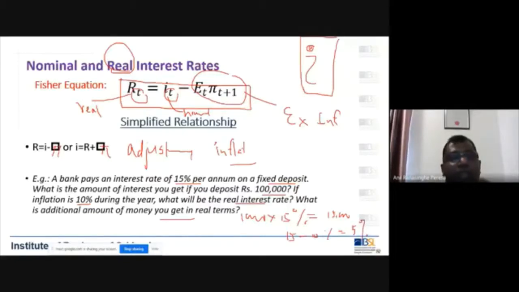What is the additional amount you get in real terms? How much? 5,000. Exactly, 5,000. How do you calculate? Simply 100,000 into 5%, which means 5,000. Or you can take this 15,000 minus the impact of inflation, which is 10,000, isn't it? 100,000 into 10% means 10,000. So again, the balance is 5,000. It's very simple.